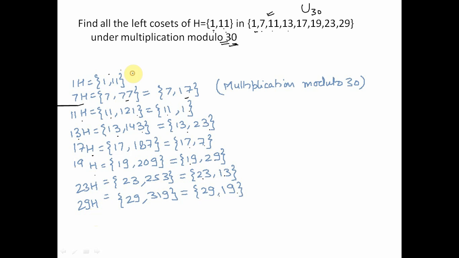Once again, see, 1H and 11H are same, 7H and 17H are same, 13H and 23H are same, and similarly 19H and 29H are same.